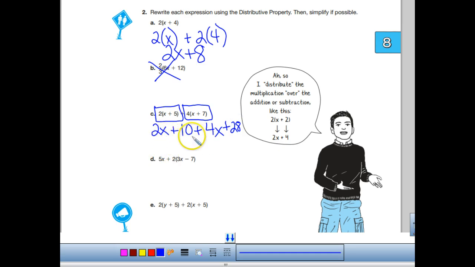So now what are we going to do? Is this in simplest form? No. Can't we combine the 2x and 4x together? 6x. And can't we combine the 10 and 28 together to be 38? So that is our simplest form answer.